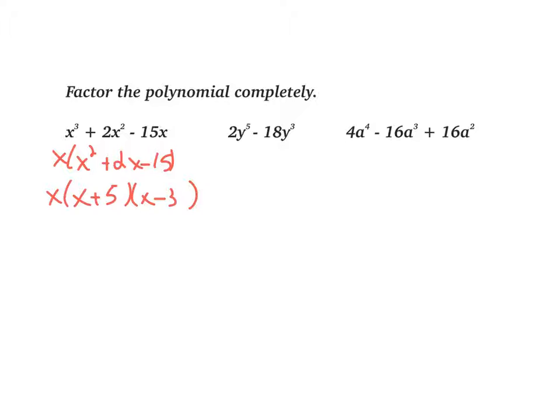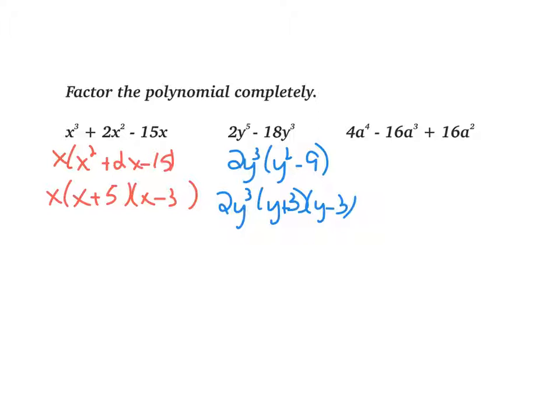The second one, again, I'm looking for GCF first. So I can take out a 2 and a y cubed. That's what they have in common. If I take that out, that leaves a y squared from the first term and a 9 from the second term. And I'm looking at that parentheses, and that's the difference of squares. So I'm going to keep on factoring. So I'll leave my 2y cubed. Y squared minus 9 is the difference of squares, which you can write y plus 3 and y minus 3.